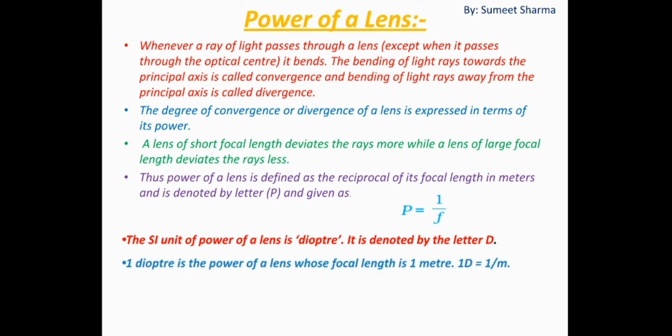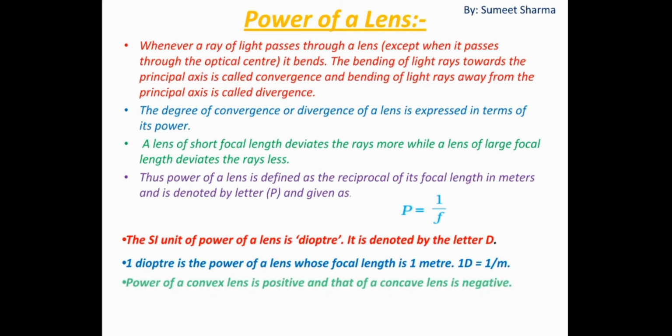1 diopter is the power of a lens whose focal length is 1 meter. So if we have to define 1 diopter, 1 diopter is the power of a lens whose focal length is 1 meter. ऐसा लेंस जिसकी फोकल लेंथ 1 मीटर है, उसकी जो पावर है that is the 1 diopter. So 1 diopter is equal to 1 upon meter. Focal length must be in meters in SI units.